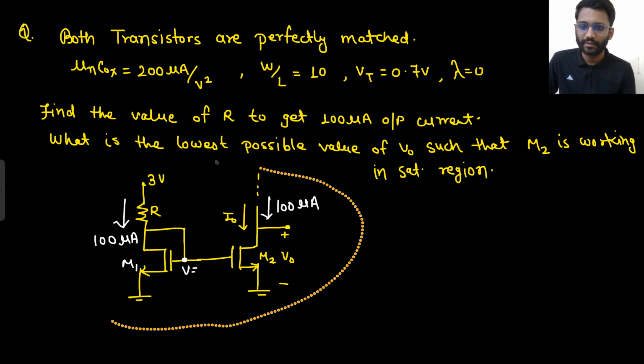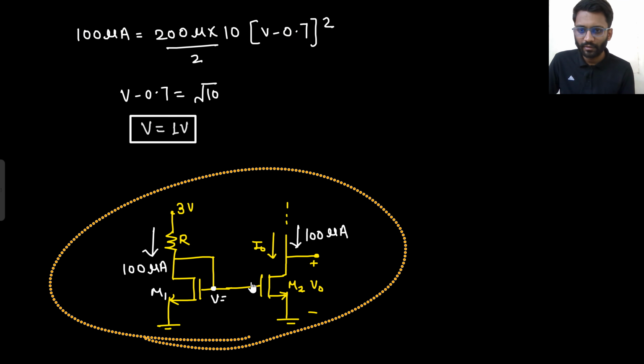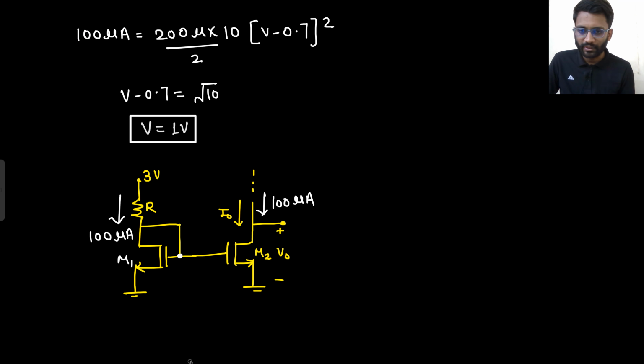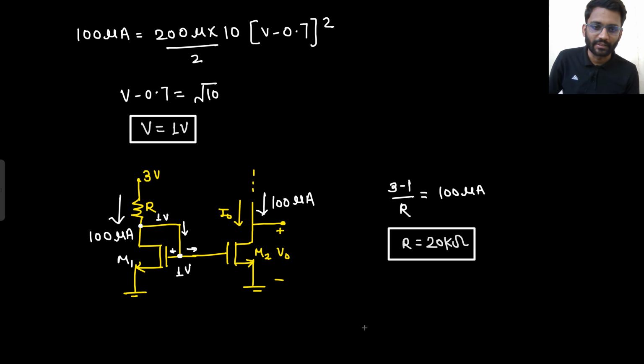This we can show in the next page. So this potential came out to be 1 volt, and the same potential will be going here, right? So what do you understand by that? 3 minus 1 by R equals 100 microampere. Because there is 0 ampere current here, 0 ampere current here, so 0 ampere current will be coming from here. So 3 minus 1, that means potential drop is 2. 2 by R equals 100 microampere. So what is the value of R? That is 20 kilo ohm. That is our first answer. Well and good. Very good.